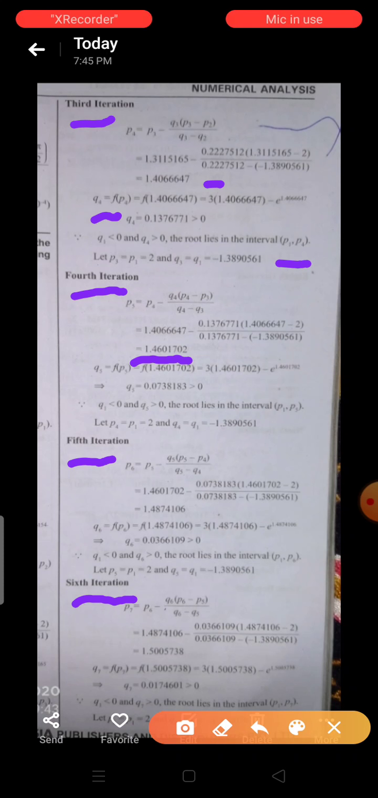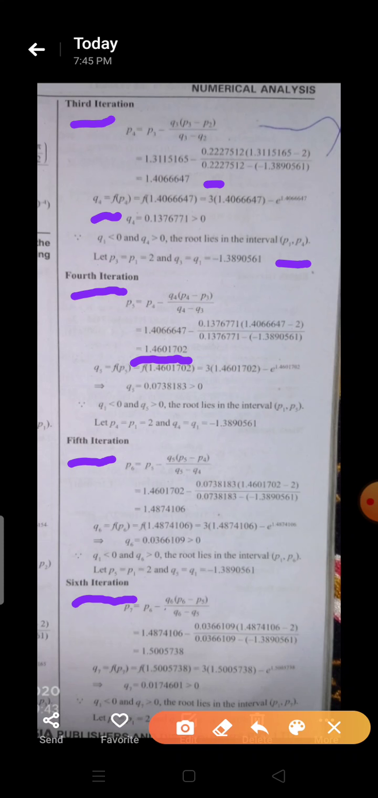Next, Q7 is equal to f of P7, which is equal to f of 1.5005738, which is equal to 3 into 1.5005738 minus e power 1.5005738. This implies Q7 is equal to 0.0174601. This is greater than 0.